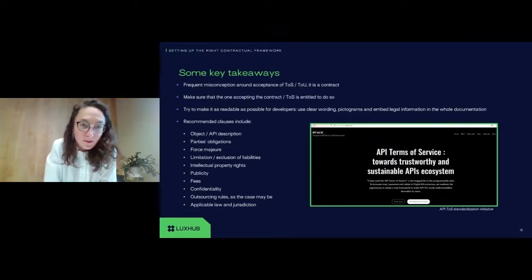In Luxembourg, we have the latest CSSF circular 22/806, but in Europe, you have the EBA guidelines on this. Always ask yourself the question, does it qualify or not as an outsourcing? I think I have been going through more or less the key takeaways on the contractual part.